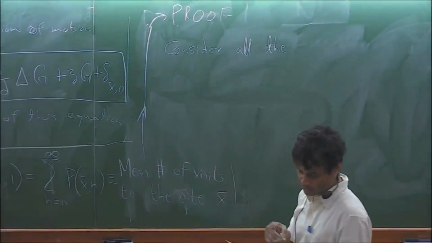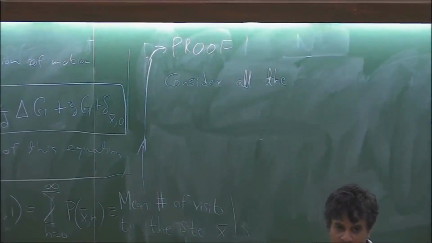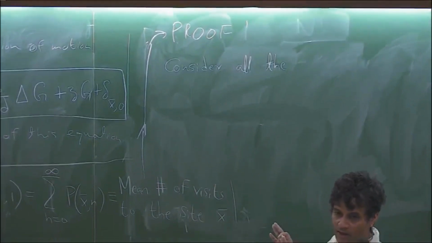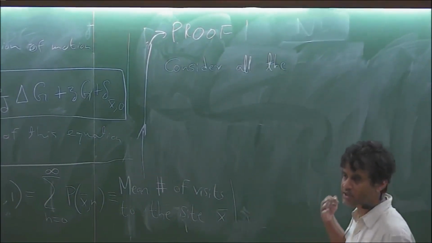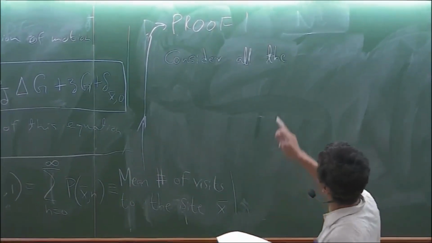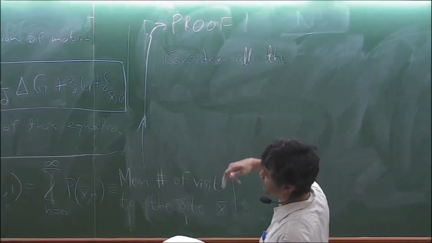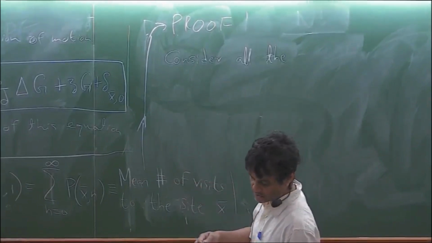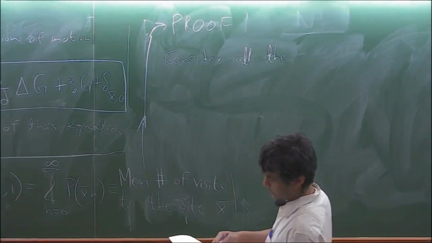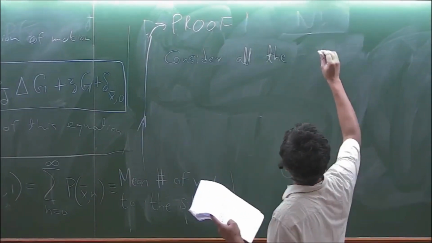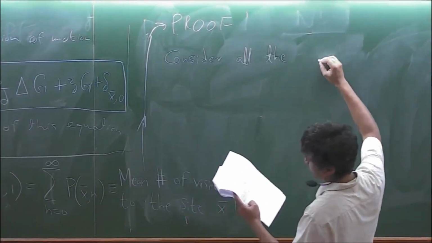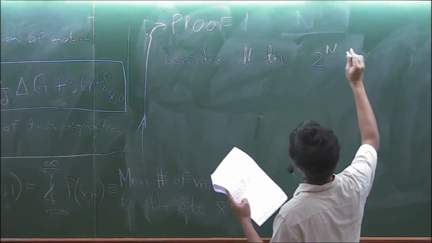Okay, so just to simplify notation, let me just do it for 1D random walk, and then of course it's almost the same argument for any dimension. So in 1D random walk, if you do capital N steps, consider all the 2 to the power N trajectories.